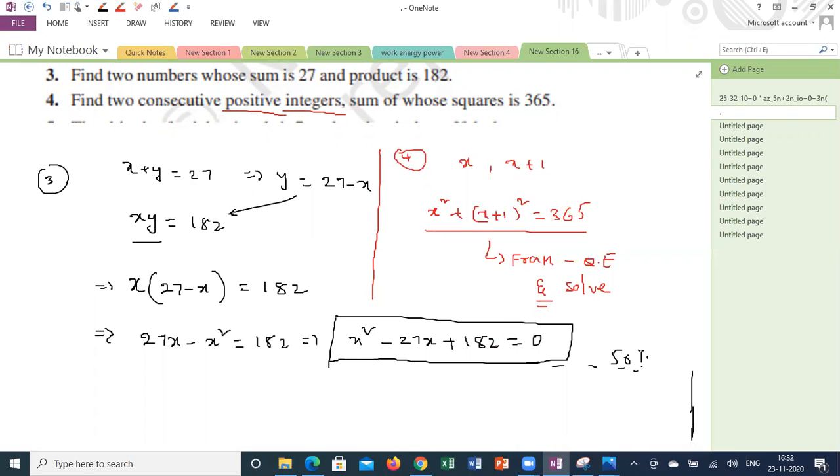Thirteen and 14. Niranjan, that is the answer for the third question, correct? Yes, sir. So 13 and 14. The answer for the third question is, the two numbers are 13 and 14. The sum is 27 and the product is 182. So do you solve the fourth question also the same way?